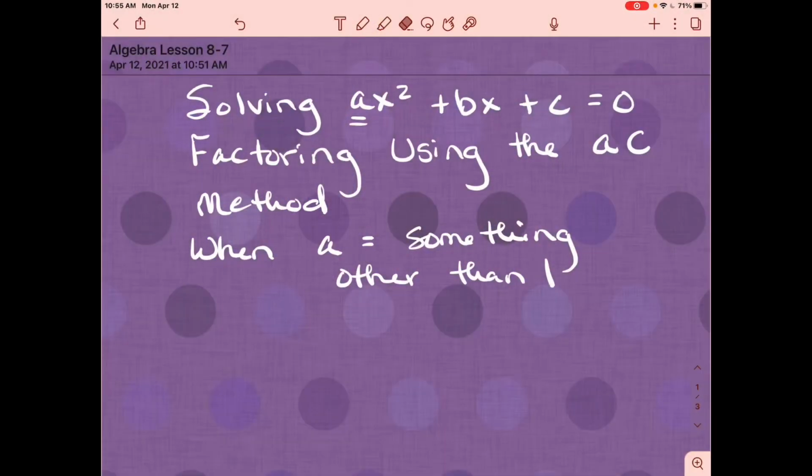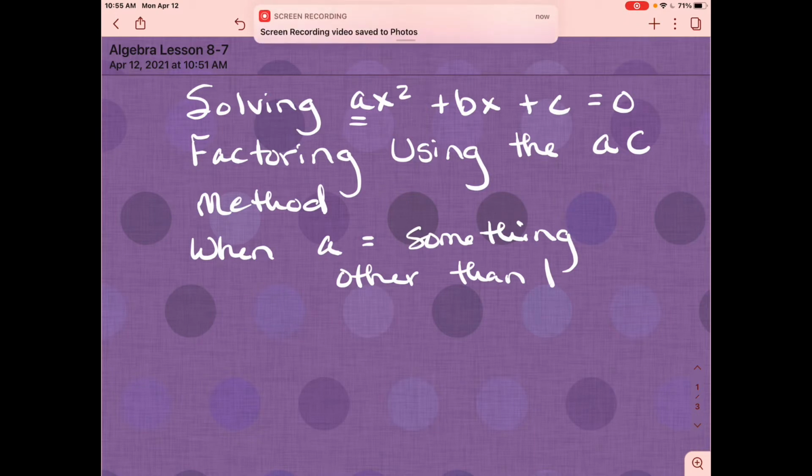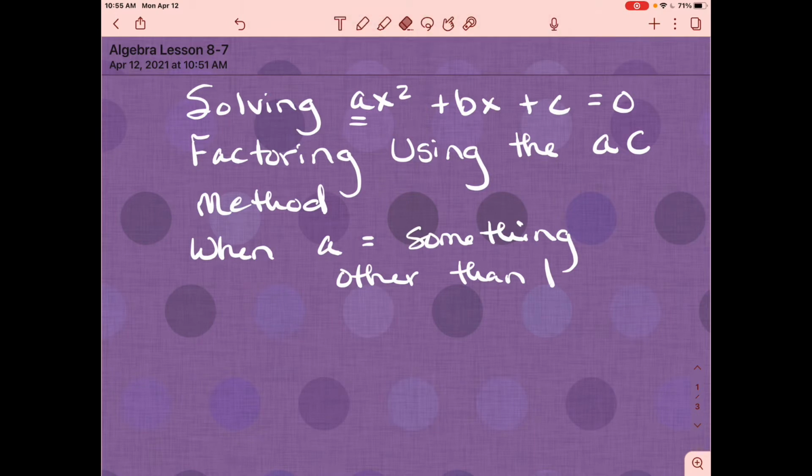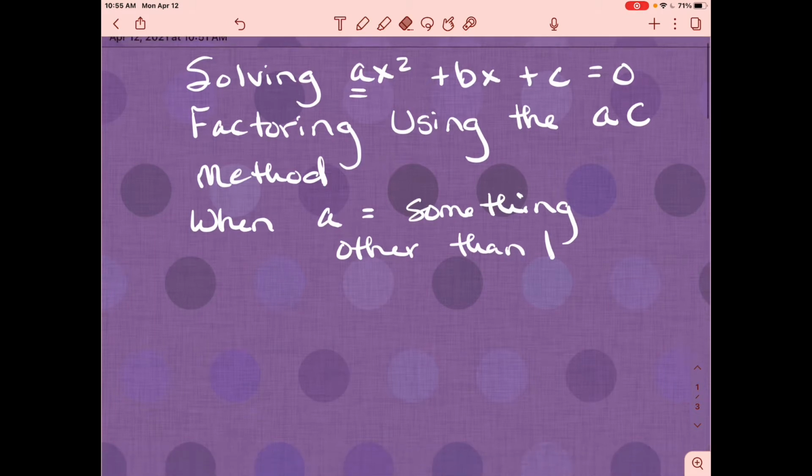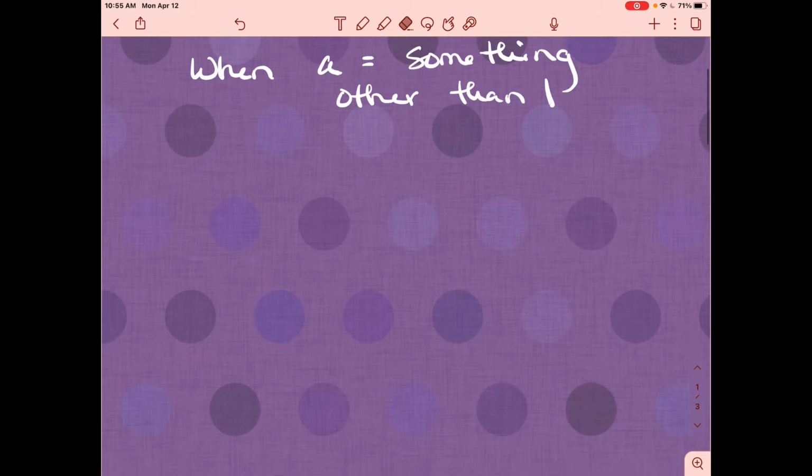Guys, this is lesson 8-7. In the book it's called Solving ax squared plus bx plus c equals 0. I call it factoring using the AC method, or just carrying on the conversation of factoring, but this time when a equals something other than 1. Let's jump right in and look at the steps we need to follow.